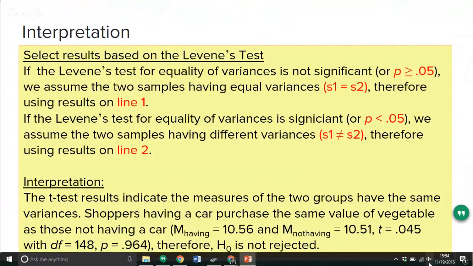So the mean amount of vegetables that they purchase if they have a car is $10.56. The mean that they purchase if they don't have a car is $10.51. This is the t-value. There's the degrees of freedom. There's our p-value. It's greater than 0.05. If it's greater than 0.05, then we are failing to reject the null. We're supporting the null. Therefore, there's no difference between the two, period.